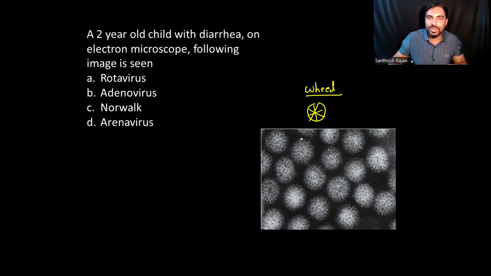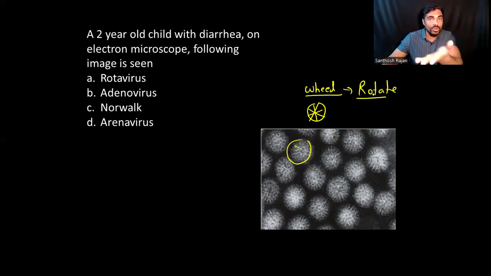So when I see this beautiful wheel, what am I going to do? Rotate. So you already have an answer there. Do you have to use your brain or think too much? There are so many viruses: adenovirus, rabies virus, with a space vehicle, bullet shaped, star shaped appearance. So you will get confused. So remember, easy, a wheel to rotate. So simply the answer is rotavirus.